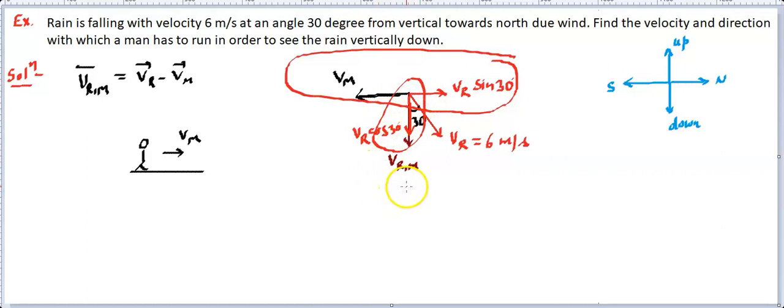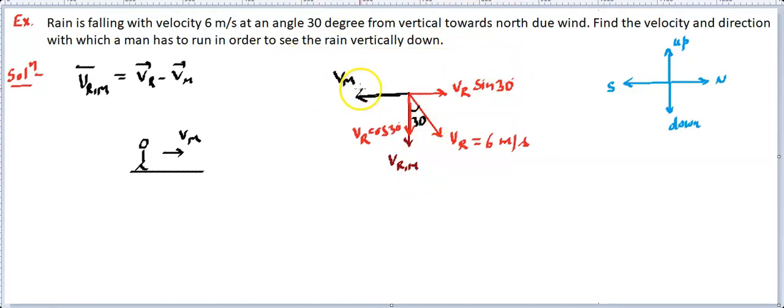We need to now simplify these two vectors and this vector to get this as a resultant. Now you see, if we are getting the resultant vertically downside, that means these two components must cancel out each other. That means there should be no horizontal component. So from the figure we can conclude that the velocity of man must be equal to velocity of rain into sine 30 degrees.